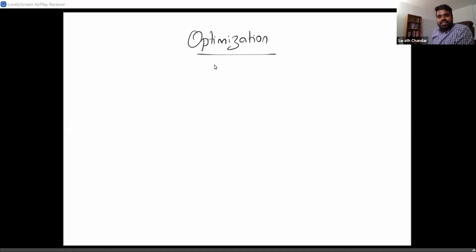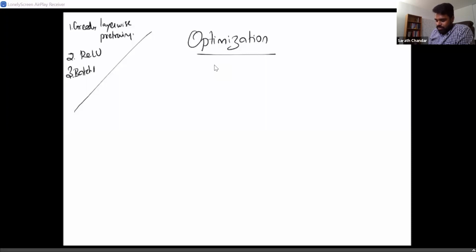For the last 1 hour, we looked at various ways to solve the vanishing gradient problem, right? Just to give you a recap, we looked at greedy layer-wise pre-training. Then we looked at using activation functions like ReLU. Then we looked at a batch norm solution, right? So now we are going to look at how to solve these issues by using optimization techniques.